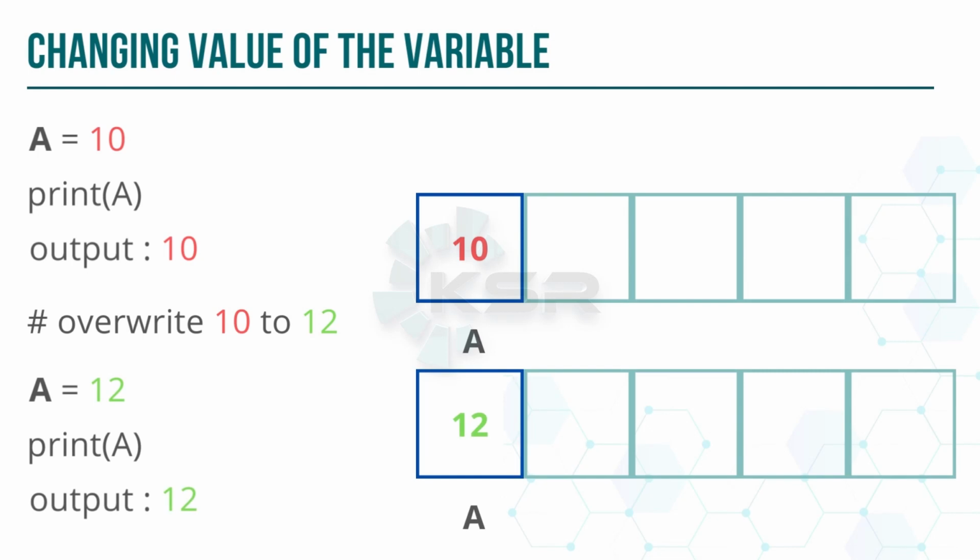So if I do print of a, what is the new value? A is this one, so what is the value here? 12. So it prints 12. This is how we reassign a value. Initially, a equals 10. If I say a equals 12, instead of giving 10, it will give 12. I am actually overriding the value 10 with 12. I am reassigning the value of a.